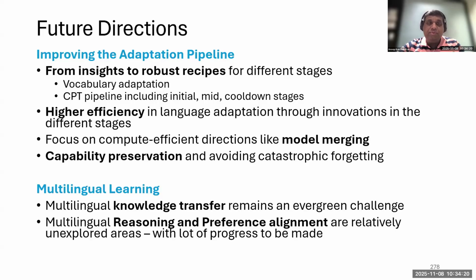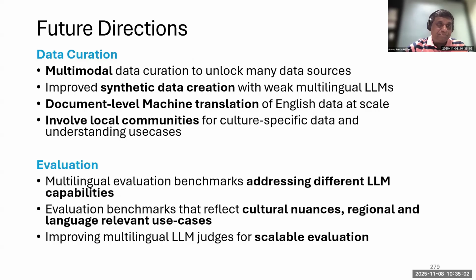How do we look for better efficiency in language adaptation at different stages? Things like model merging look potentially interesting. At the same time, how do we preserve capabilities and avoid catastrophic forgetting? The central question, of course, is related to multilingual learning. How do we do multilingual knowledge transfer effectively? That remains an evergreen challenge, as we have spoken throughout the tutorial. And there are these nascent areas of multilingual reasoning and preference alignment, which are relatively underexplored, and there's a lot of progress to be made in those areas.